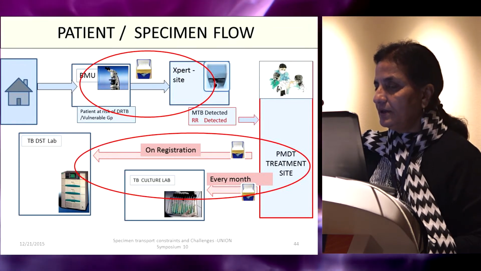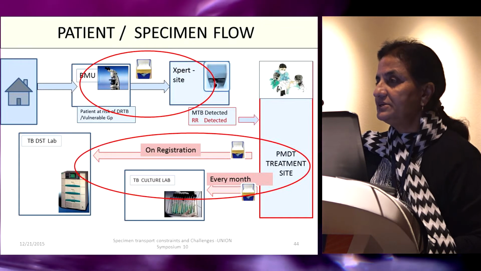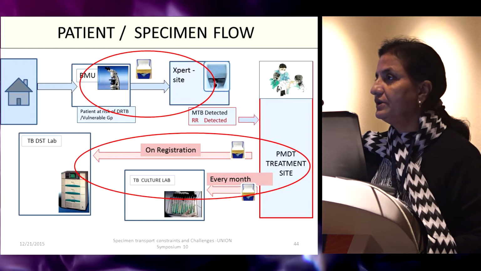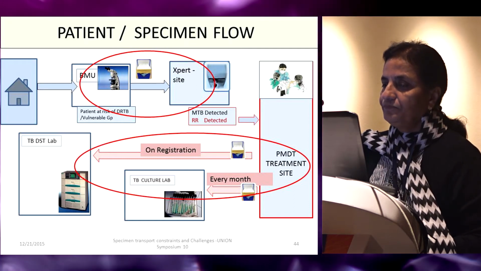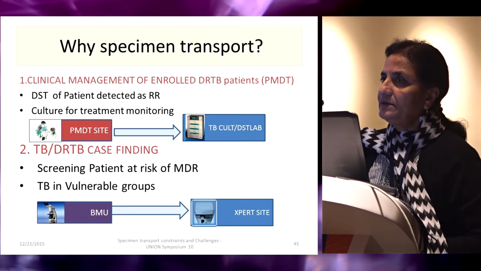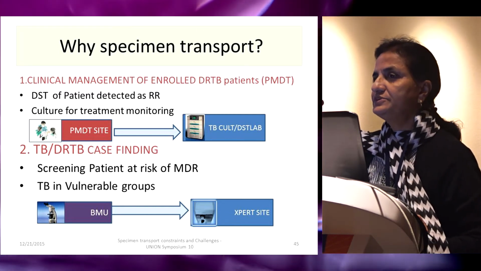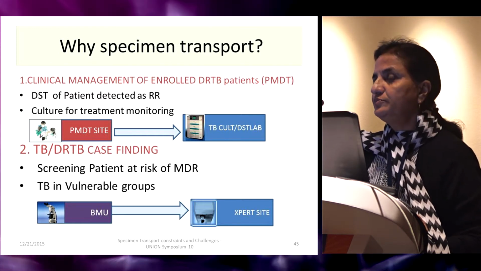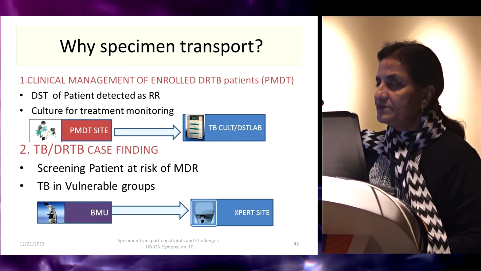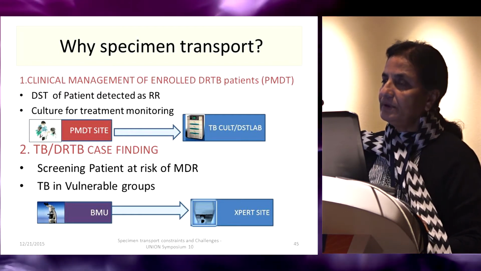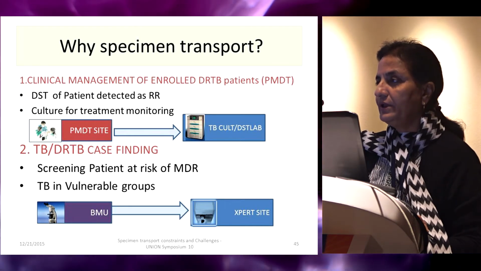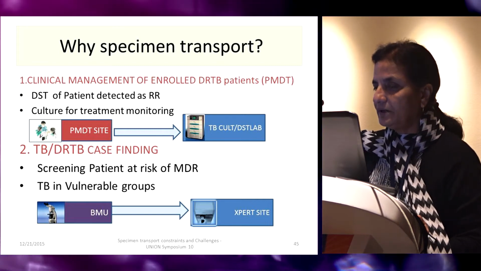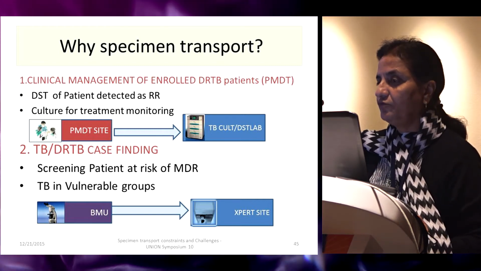The patient is cared for under ambulatory care. He comes to this PMDT site every month, and the specimen is collected at this site and then shipped to the culture laboratory for treatment monitoring. So we have two different groups of patients who require specimen transport. One are those enrolled for DRTB treatment, whose specimens need to be shipped for culture and DST. The second group are those at risk of DRTB, whose specimens need to be shipped for Xpert testing.